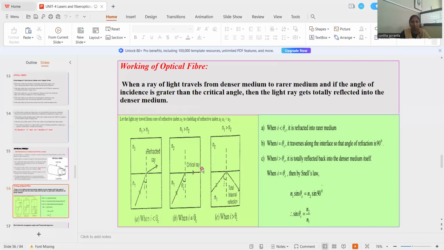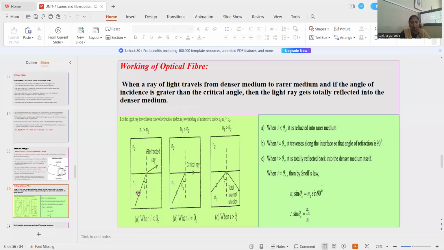See here we have three cases. In all three cases, the light ray travels from the denser to the rarer medium, and the refractive index of the denser medium is N1, and the refractive index of the rarer medium is N2, and always N1 is greater than N2. Now see the first case.